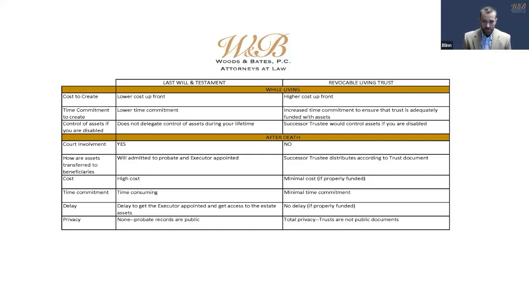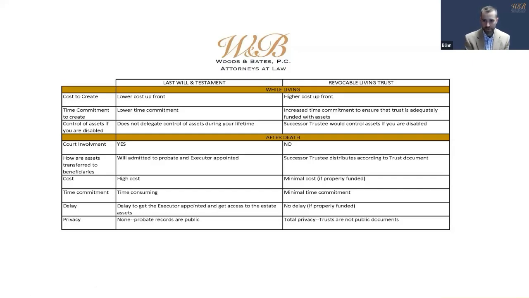It does not delegate control of assets during your lifetime. So you continue to maintain ownership of everything that you own. You continue to be the one that controls those things until you pass, and then your estate, your executor, would be the one that controls those assets. Differentiating that from a will to a trust, while we're living, the trust costs a little bit more to create. And the reason for that is there's a little bit more time commitment, a little bit more work involved to ensure that trust is adequately funded. Like we said, we're going to convert assets from individual ownership to the name of the trust. And that's going to take some work.